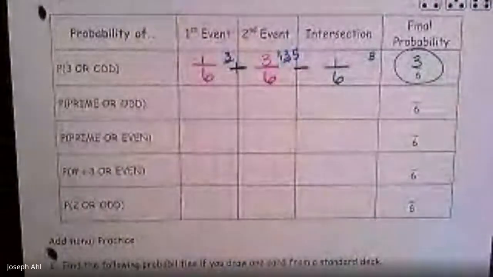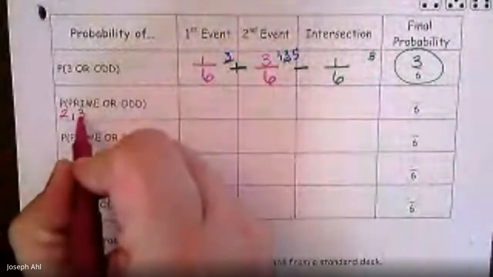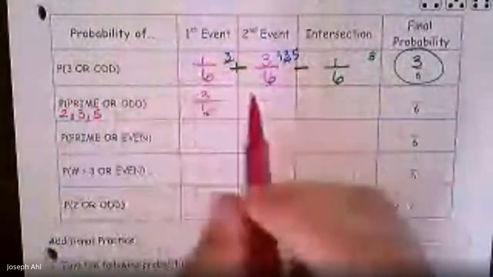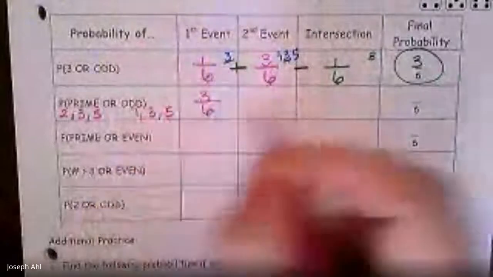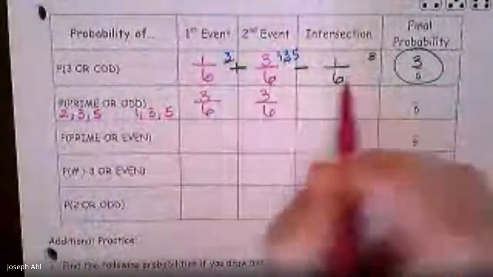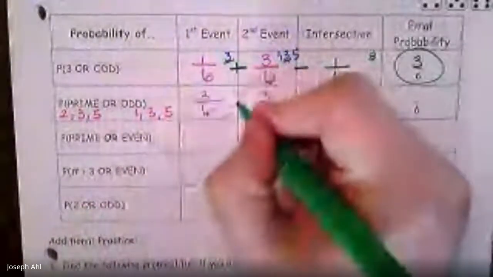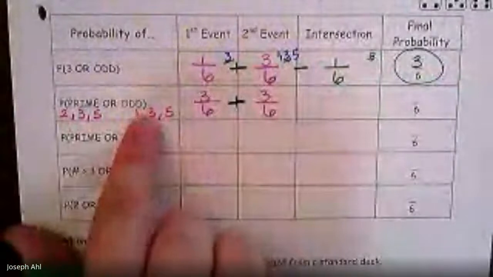Next one, what's the probability that I get a prime or an odd? So remember, the prime numbers are 2, 3, 5. So there's 3 out of 6. The odd numbers are 1, 3, 5. So there are also 3 out of 6. Does that mean that there is a 100% chance that I roll the die and I get a prime or an odd? And the answer is absolutely not.